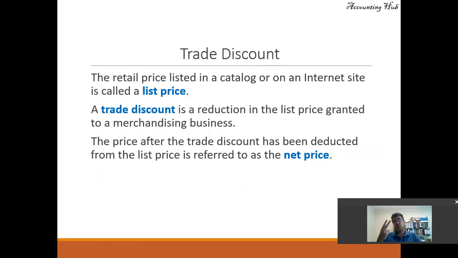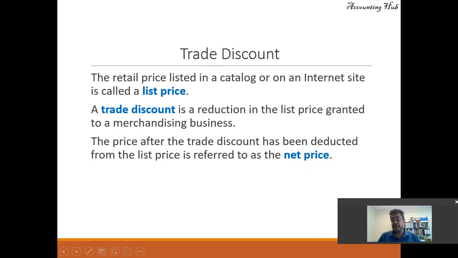And we have two kinds of discounts. The first one is trade discount. The retail price listed in a catalog or on an internet site is called a list price. A trade discount is a reduction in the list price granted to a merchandising business. The price after the trade discount has been deducted from the list price is referred to as the net price. And usually we record the net price. So we don't record the trade discount.